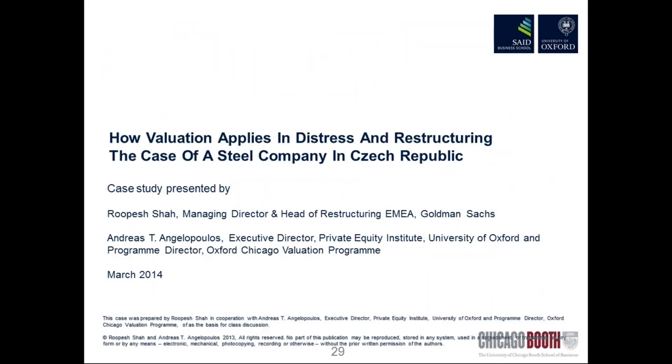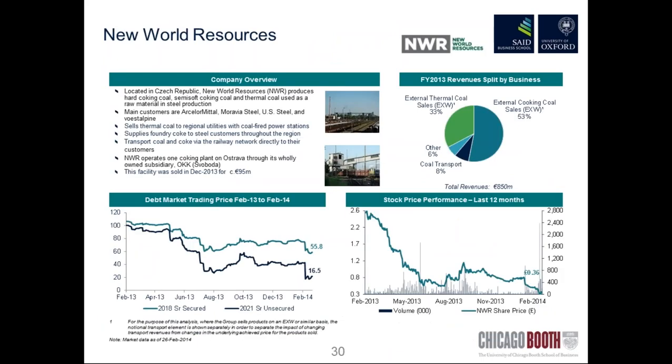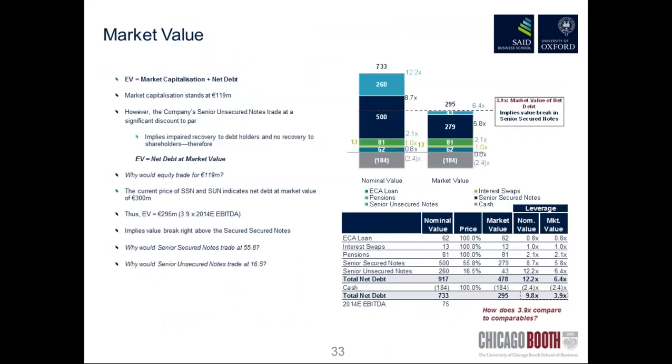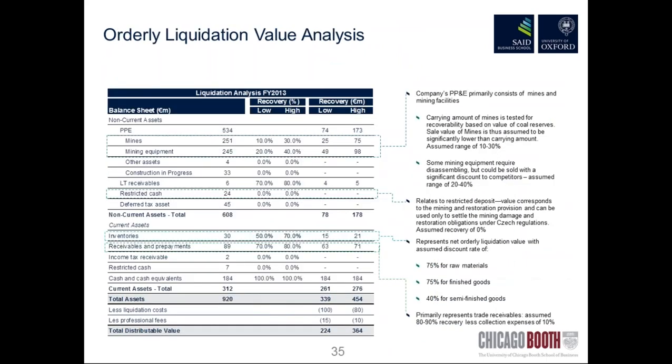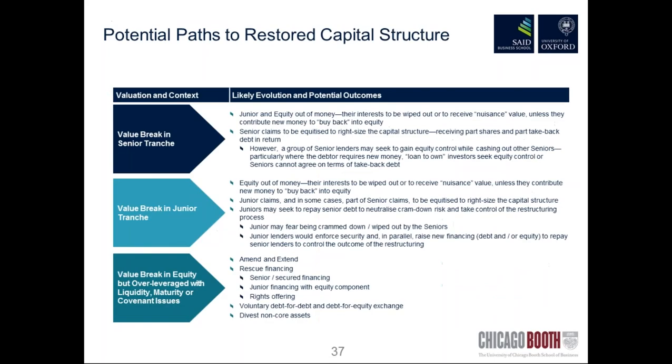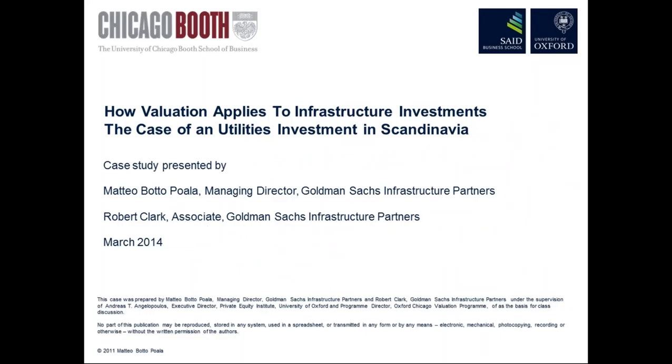sensitivities. Then we continue with a distressed asset, a steel company in the Czech Republic: what are the signs of financial distress, what are the valuation considerations, what's the market value, where the value is breaking, how I do my DCF or my liquidation or other analysis, how I arrive at different valuation ranges, what are the potential paths to restore capital structure and how this would affect my valuation.